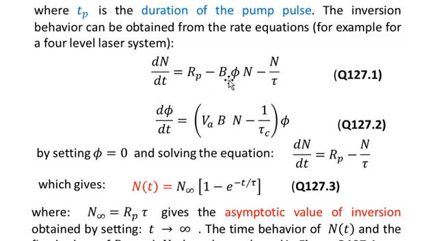B is the stimulated emission process cross section. Phi is the number of photons. N is the population inversion, and this tau is the lifetime of the upper laser level, or you can say that it is the spontaneous emission process lifetime.